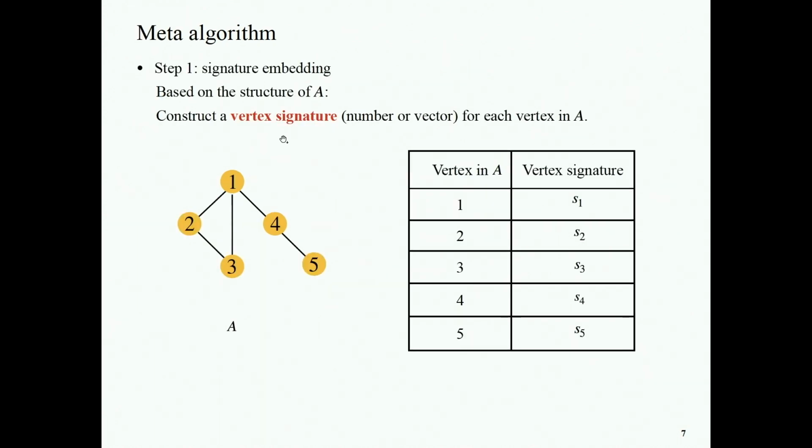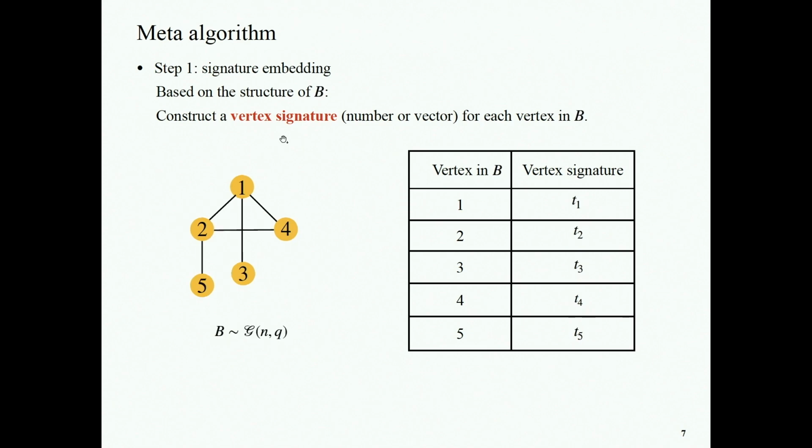The first step is called signature embedding. I look into the structure of A, and do feature engineering so that I can capture a feature for each vertex on this network. For example, one feature you can think about is just the degree information. It could be more complicated than that, but you come up with a rule to capture the feature for each vertex, and let's denote the signatures using S1 to S5 for vertices on A. We follow the same rule to capture the features for each vertex on B and denote them using T1 to T5.